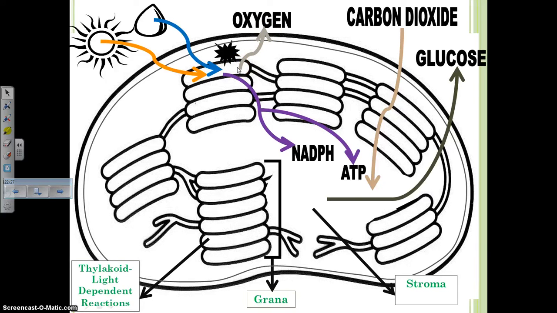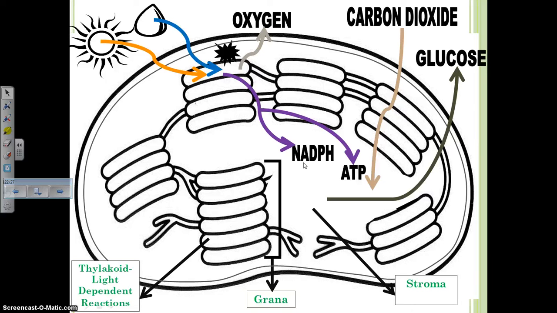So oxygen is released by the chloroplast through the stomata of the plant as a result of the light-dependent reactions. You also have the production of these molecules called NADPH and ATP. These are energy-carrying molecules. When they break apart, they release energy. So the thylakoid, the light-dependent reactions in the thylakoid produce these energy-carrying molecules, which are used to activate the light what reactions? The light-independent reactions.